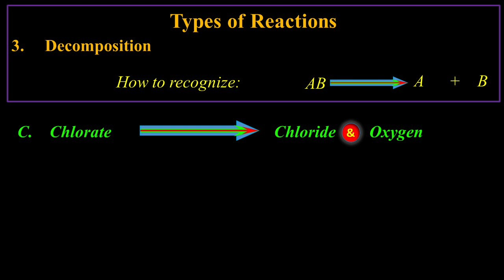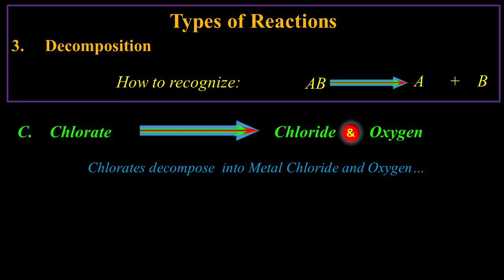Okay, we're actually almost finished. Another type is going to be a chlorate. I can decompose a chlorate. One of the more popular chlorates we use in chemistry is called potassium chlorate. And that breaks down into potassium chloride and oxygen. It's an oxygen generator. And for that particular one, you use manganese dioxide as a catalyst.